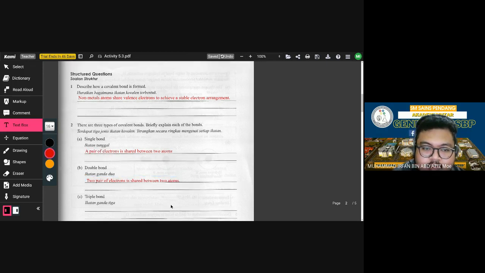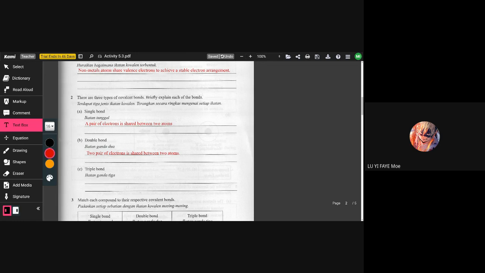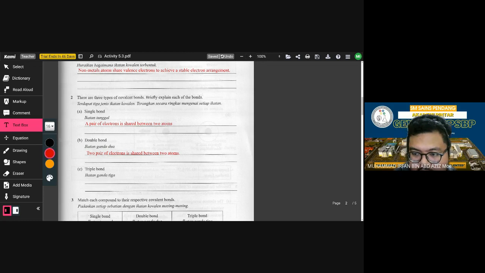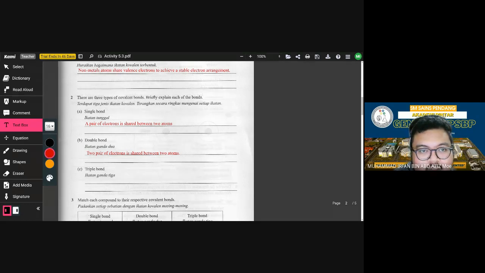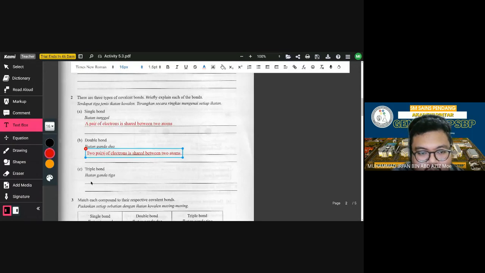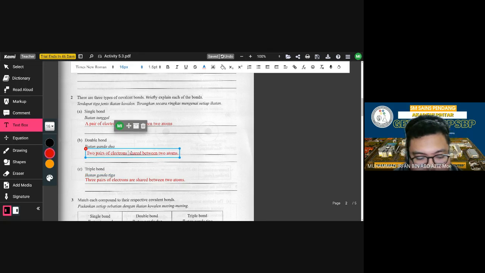Okay, how about triple bond? Six, wait. Six pairs of electrons is shared between... no, no, no. Three pairs of electrons. Once there are two pairs or more, you need the S. The last one is three pairs of electrons shared between two atoms. We don't mind the grammar, but since you already learn English, you should write it correctly.